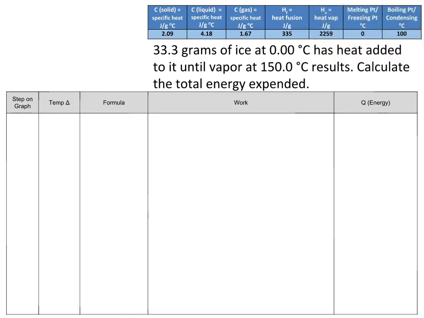Now this problem says you've got 33 grams of ice at 0 degrees Celsius, and it has heat added until it is a vapor at 150 degrees Celsius. Calculate the total energy expended. Okay? So when you're doing this problem, again, we've got to look at what the steps are. A good idea is to draw, on your paper somewhere, a little sketch of our graph so you can keep track of where you are on this graph.